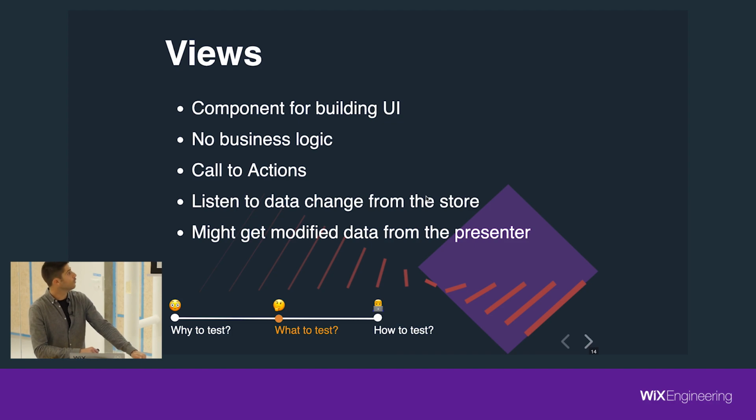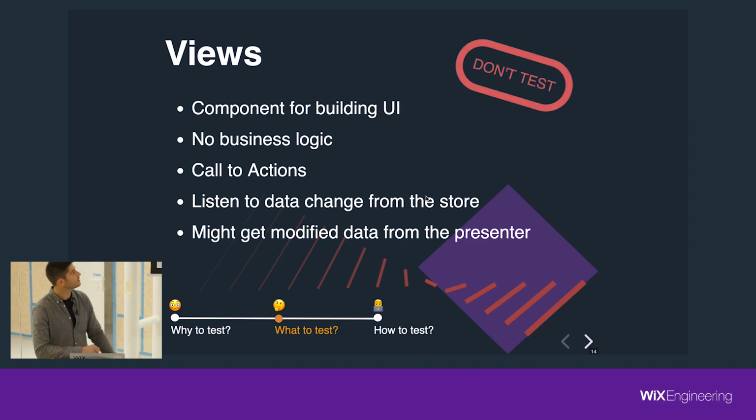Views might call actions, and the action will change the store, leading to a data change from the store. Redux, MobX and Remix give us this bind between the data stored in the store and the view, calling the render. And we might modify the data from the presenter or selector. And as you probably can guess, I don't test it.